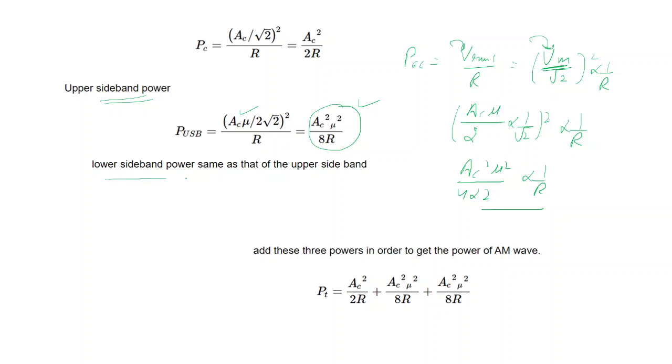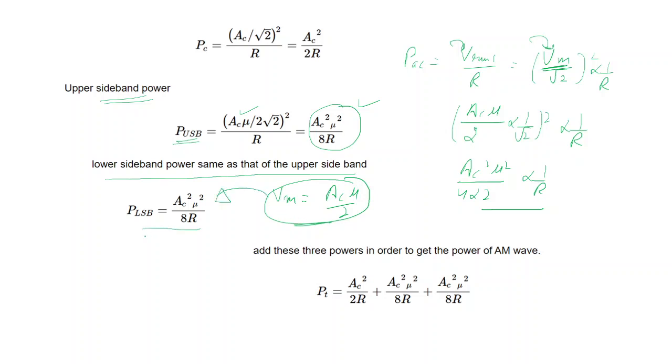So now the upper sideband you have calculated. Now we need to calculate the lower sideband, and in the lower sideband we are getting a similar result. Vm will become equivalent to AC mu by 2. So we'll feed this value in the standard result, and with the help of this value we can calculate the lower sideband in this way.